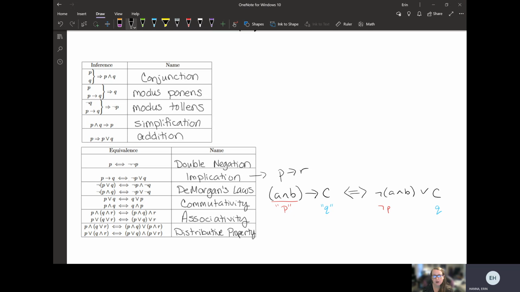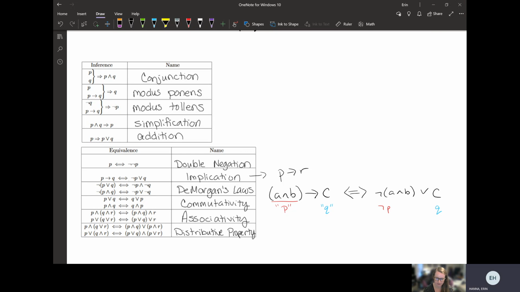So it's less about finding that exact format and the exact variables. You want to look more at the pattern here. Do we have something implies something else? Do we have not something? As long as it follows the pattern of that rule, it applies.